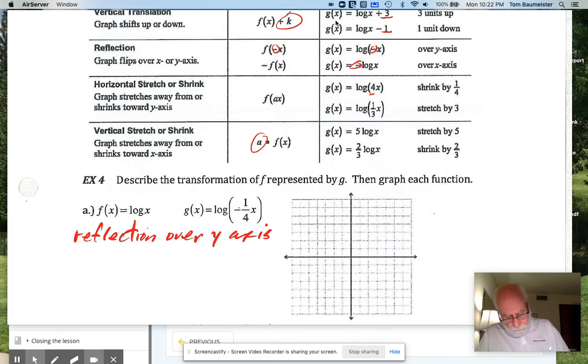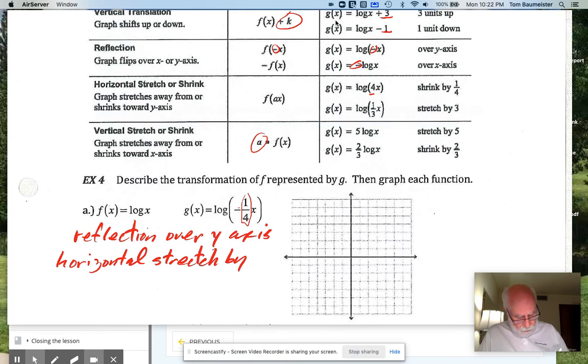And then, again, we're going to look at that 1/4 there. Again, it's attached to the x. So what do we know we're going to do there? We're going to have a horizontal. Remember, I'm going to flip it over, so it's going to become big. So it's going to be a horizontal stretch by a factor of 4.